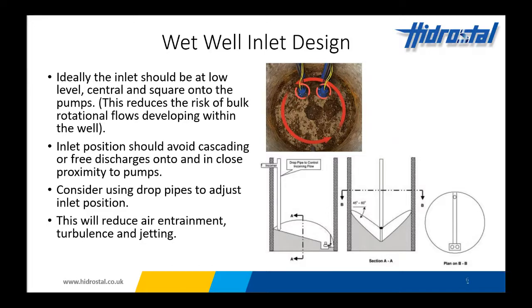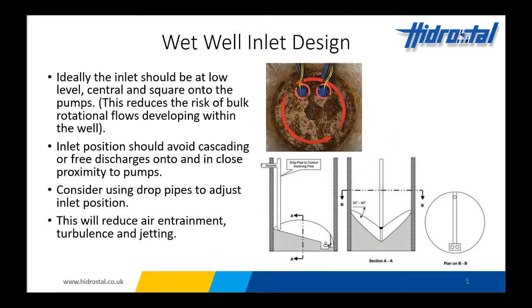If we look at the inlet design, ideally the inlet should be at a low level, pretty central and square onto the pumps. This reduces something known as bulk rotation. You see the picture here, the arrow, where you've got a mass rotation, bulk rotation in a wet well. If this occurs contrary to the rotating direction of the pump, you will reduce the performance of the pump quite significantly.